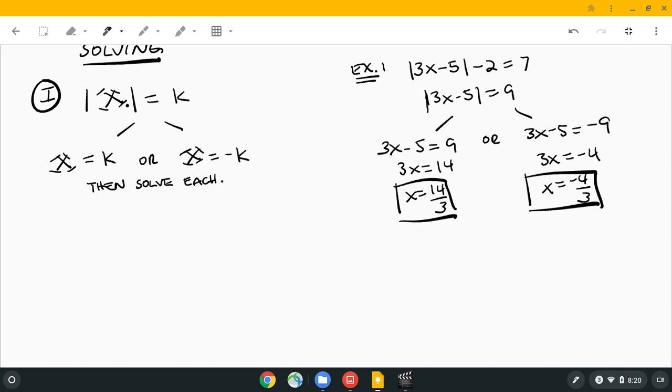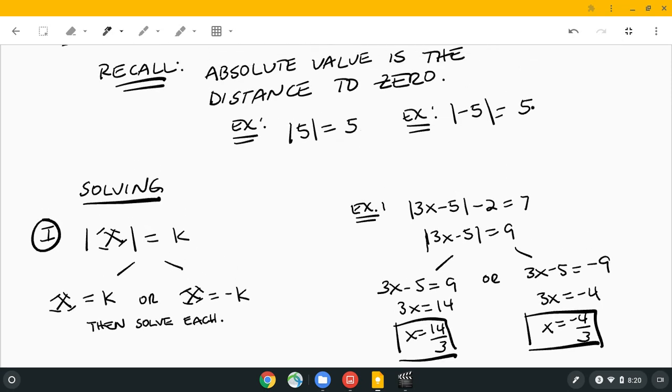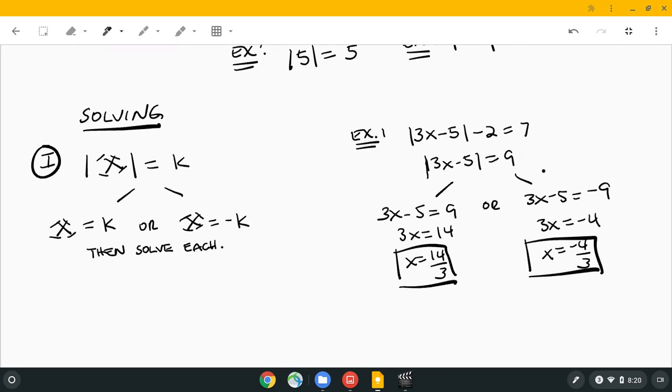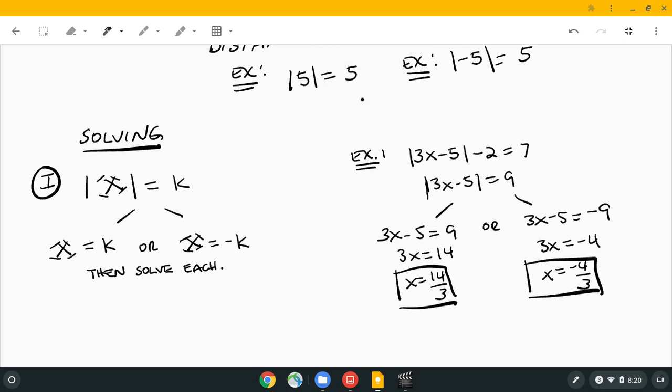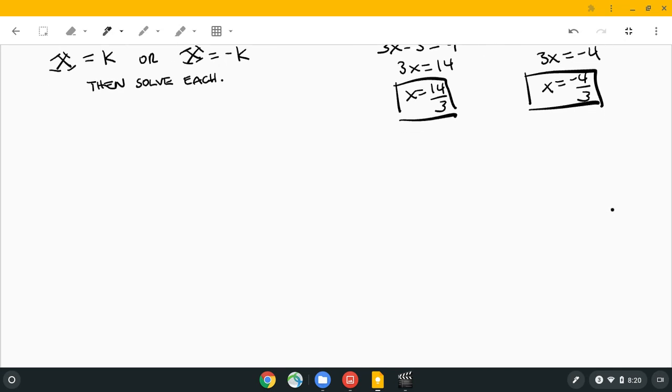Okay. So that's the first case, when you have absolute value equal to a constant, which is what we have here. Now, keep in mind that absolute value is always positive. So if this had said absolute value equals negative 9, you don't even have to do any work. You just say no solution, okay? Because absolute value is always positive, as we can see here. Okay, the second scenario.